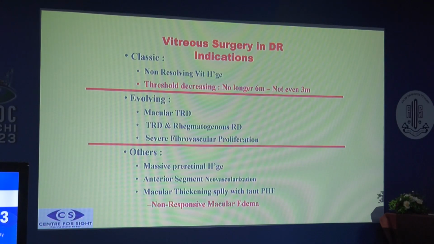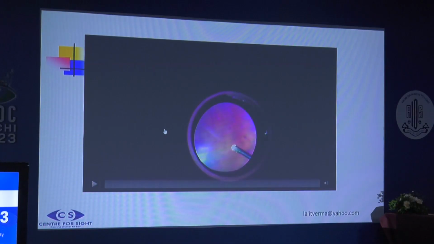So indications of vitreous surgery have evolved. Hardly do we get patients of vitreous hemorrhage nowadays. What we get is TRDs, macular TRDs or combined detachments, and also non-responsive macular edema, which has been shown. So I'll show you one or two videos.